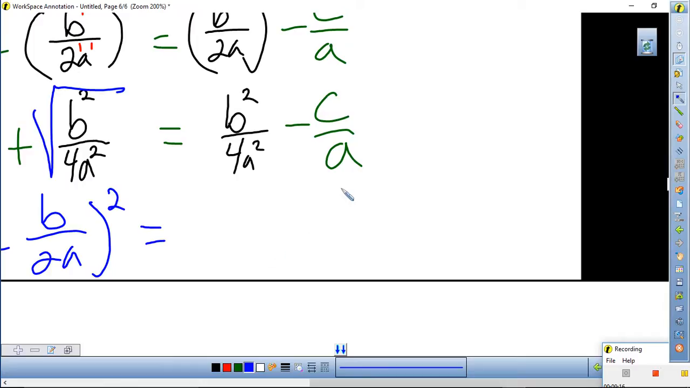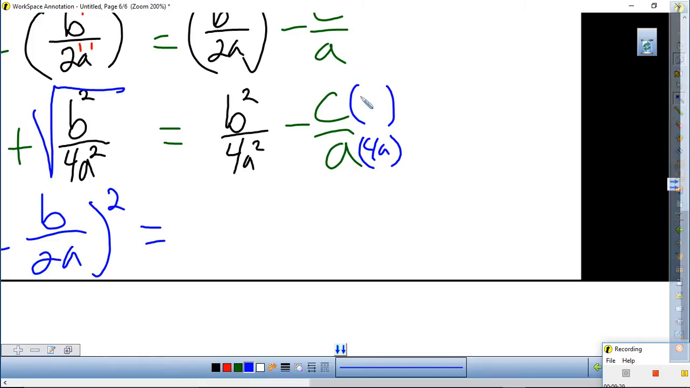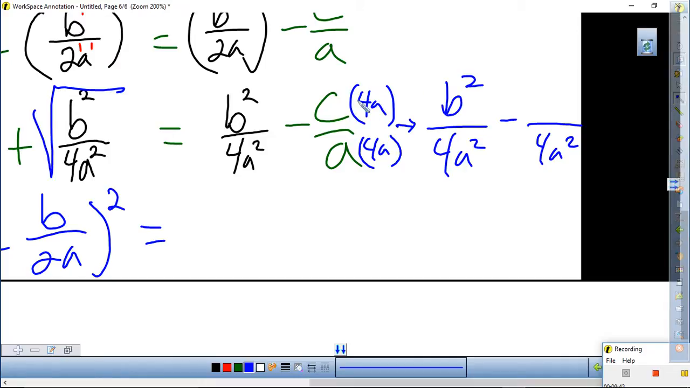Jacob, what do I do? Okay, so what do I multiply this by? 4a, and this by 4a. Hands up if you understand what we just did. Yes, because we're finding the common denominator. So the common denominator for these two is 4a squared, so I'm left with b squared on this one, and on top we have 4a times c, that's 4ac.